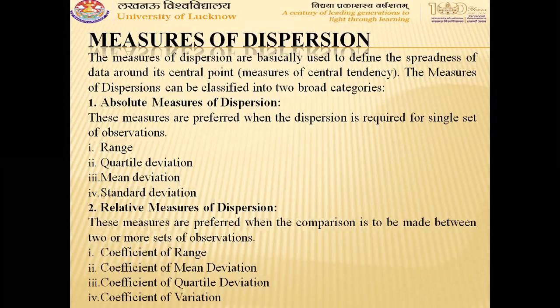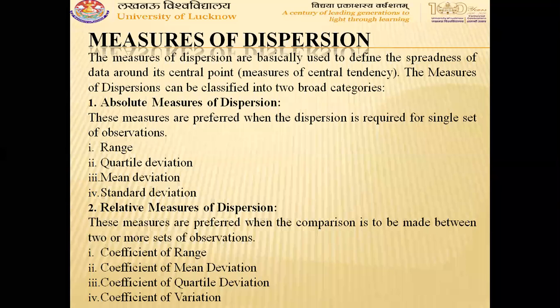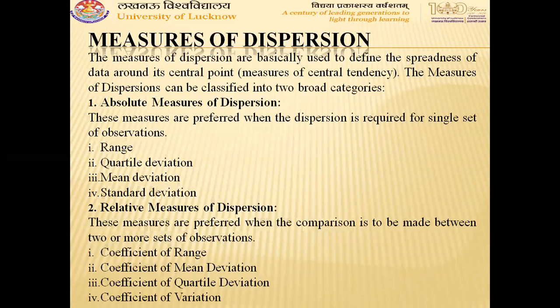Both are used to measure the concentration of the data as well as to compare two different series of data. But absolute measures of dispersion are used when the mean of two or more series or data sets is the same, or the unit of measurement is also the same. Whereas relative measures of dispersion are used when the means of the observations are not the same, or the units of measurement for two or more groups are different.